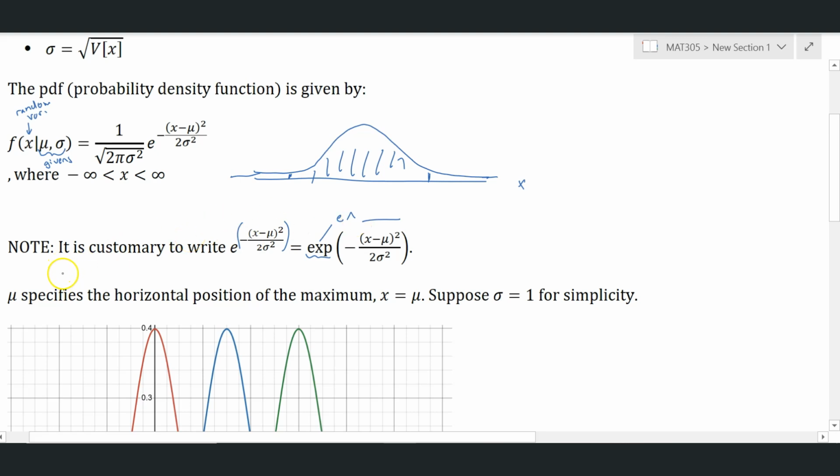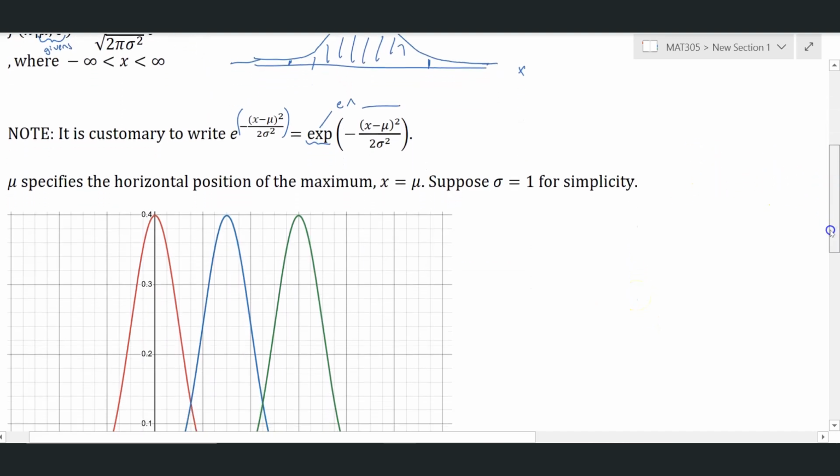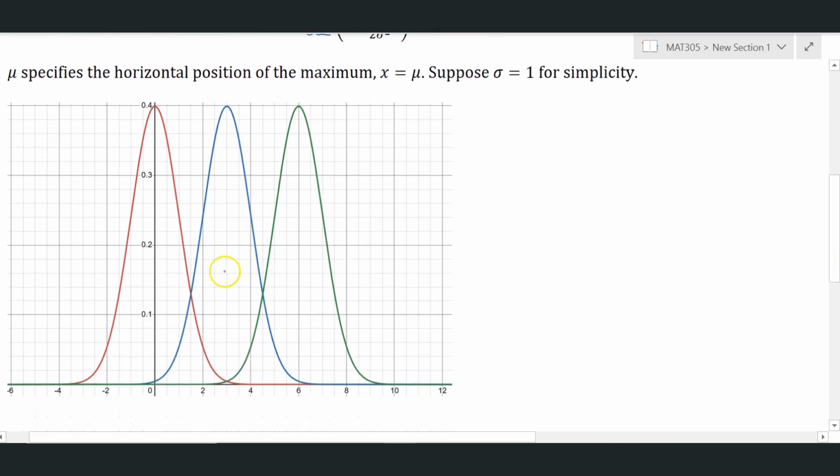Now, mu specifies the horizontal position of the maximum. So the maximum of the bell curve occurs at x equals mu. And just to illustrate what mu does, suppose that sigma is equal to 1 for simplicity. So we're going to look at 3 curves all with the same spread. So all these curves look identical except they are shifted.